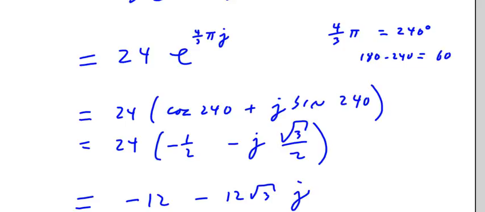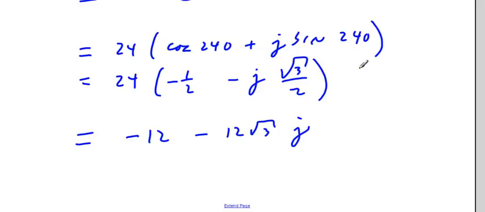Look at my mode, I put myself in rectangular mode. Now if I have 24 second function complex angle 240 and I hit the enter button, my calculator is going to tell me that this is minus 12 minus 20.78j. And then I ask myself, what is 12 times the square root of 3? And that's the 20.78, so that's the same answer.